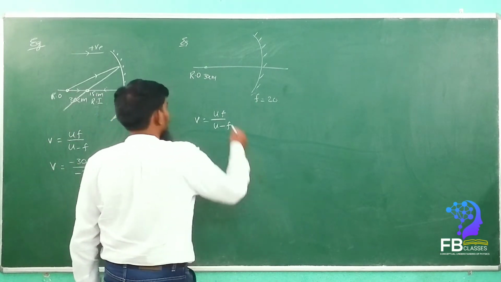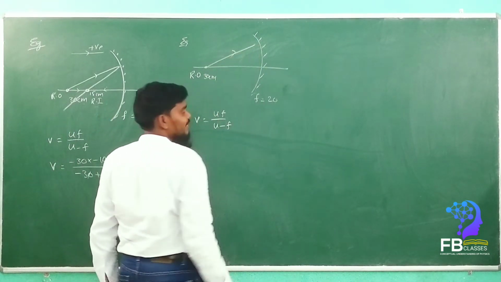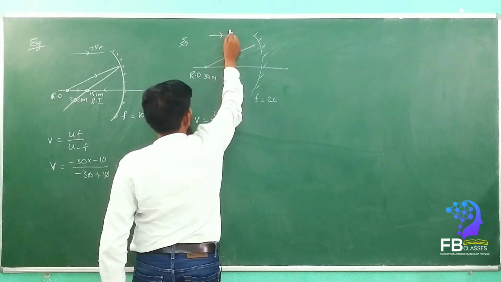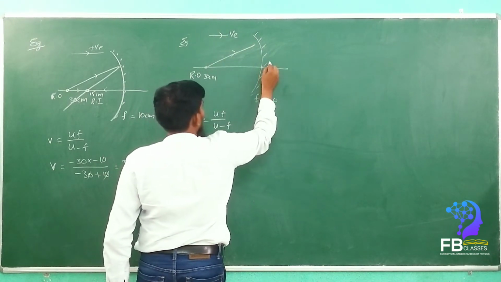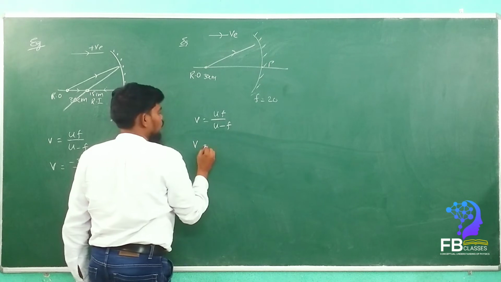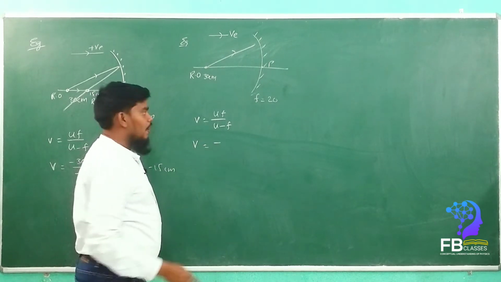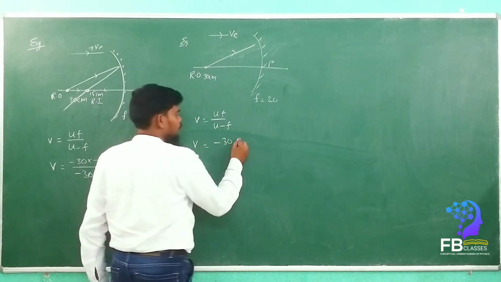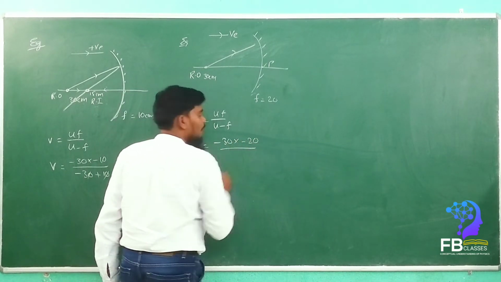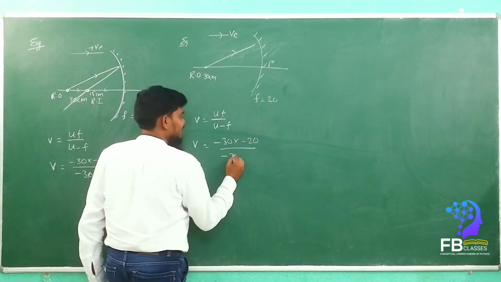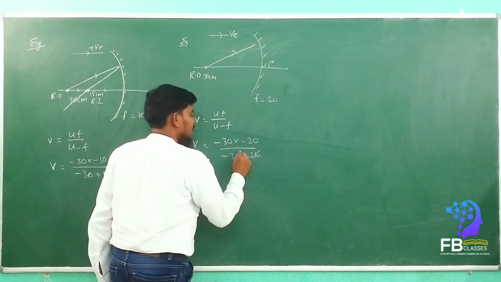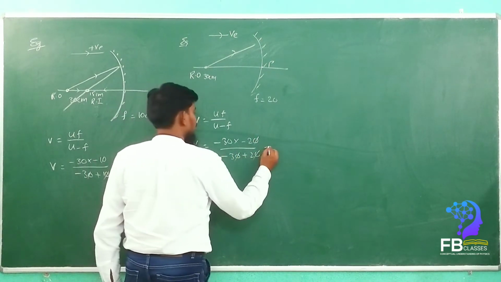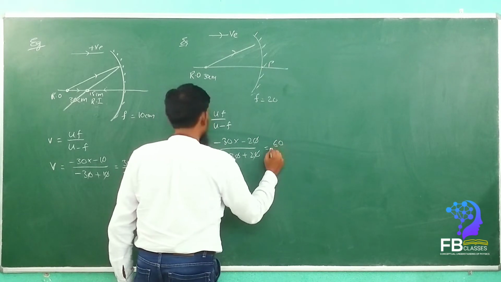So the useful light ray will go like this. This is the positive direction. This is the pole. So that means V is equal to minus U. Yes or no? U value is how much? Minus 30 into minus 20 upon minus 30 plus 20. The zeros will get cancelled. That is 3 2s are 6, that comes as 60.